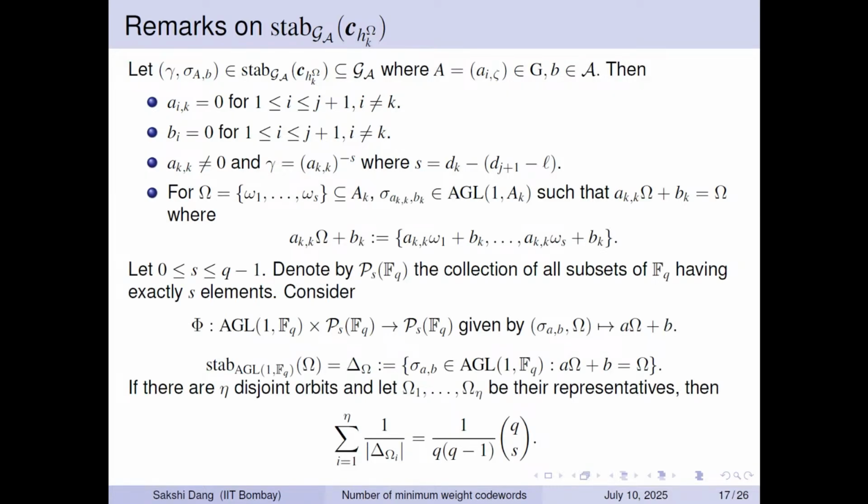Now for the choice of the set Ω, if we call S to be this d_k minus d_{j+1} minus L, we consider another group action for one variable, where the set Ω is being mapped onto A_kk Ω plus b_k, which is nothing but multiplying each element with this. And using this group action, we see that there is a nice relation between the stabilizers for each of these Ω's, which is independent of the choice of the representatives and given completely by this combinatorial formula.